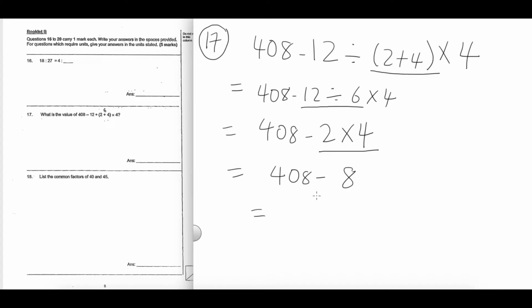This one I don't need to underline because there's only one step left. So you're going to get 400. Your answer will be 400. So this is 1 mark. Very, very straightforward. But if you make any slight mistake, you're not going to get the 1 mark. So just be careful. You guys can do it.